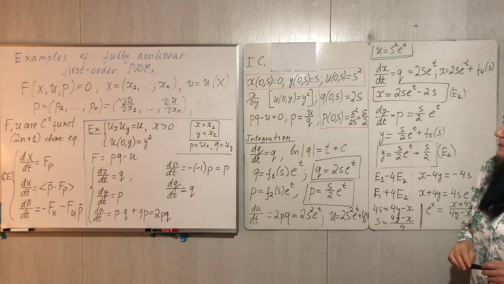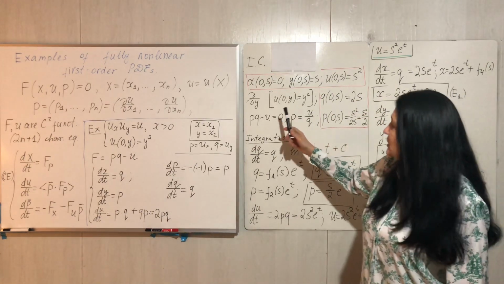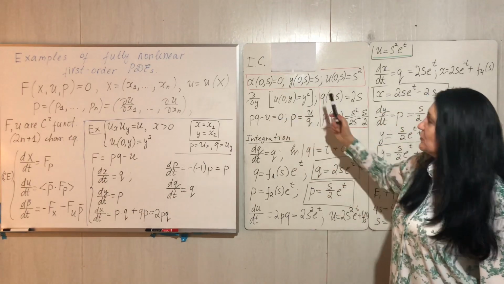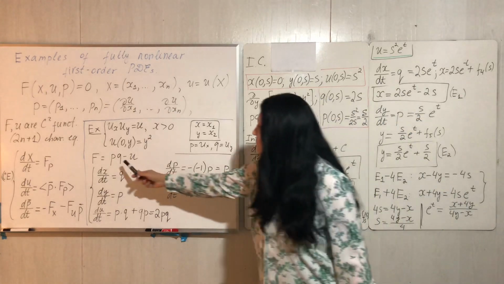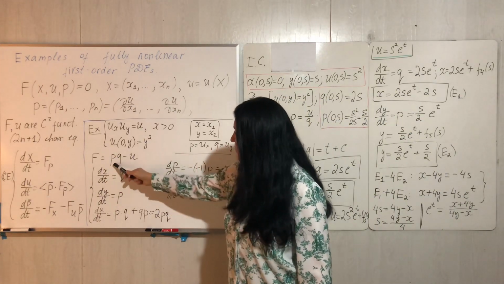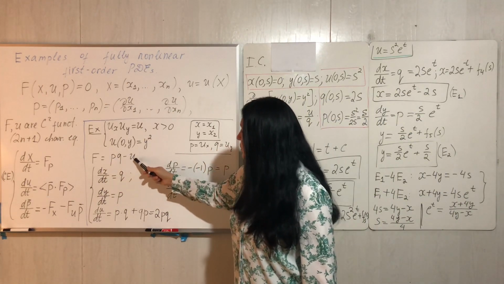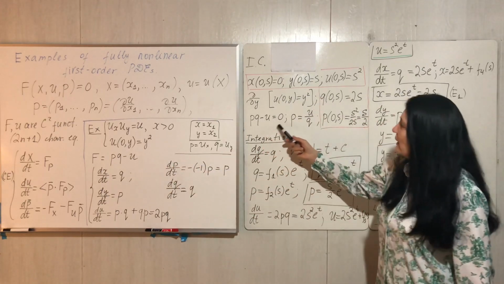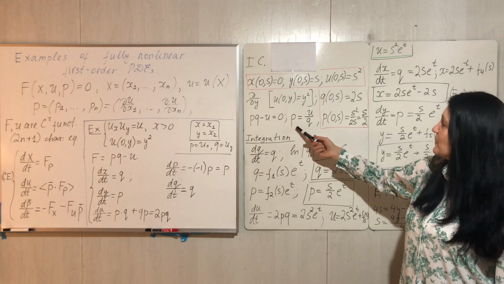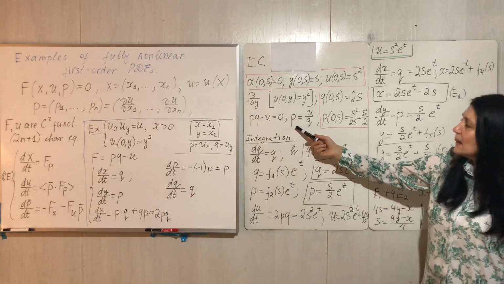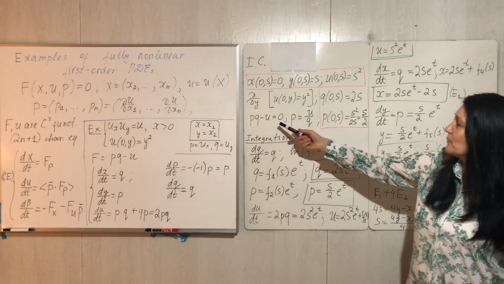But as I mentioned when we were discussing the theory, the second initial condition we cannot get from here, so we need to use the equation. So our equation is f equals 0, so pq minus u equals 0. So we have this equation here. We can solve this equation for p, since we need a condition for p.